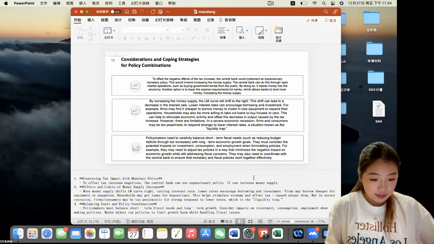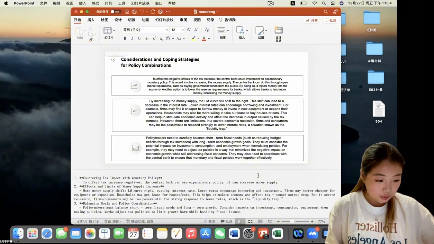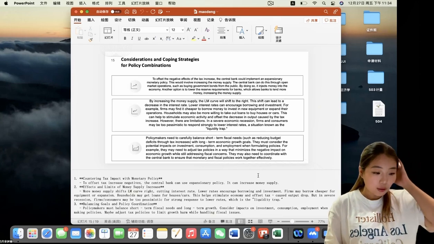To offset tax increase negatives, the central bank can use expansionary policy. It can increase money supply. More money supply shifts the LM curve right, cutting the interest rate. Lower rates encourage borrowing and investment. Firms may borrow more cheaply for equipment or expansion. Households may get loans for houses or cars. This helps stimulate the economy and offset the tax cost to output and jobs.